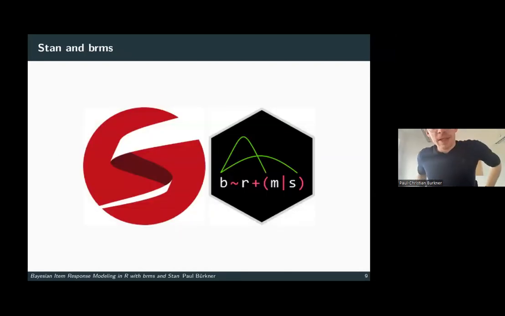Okay, so after this general introduction, I want to show you a little bit how we can apply general purpose IRT models with BRMS and STAN. For those of you who don't know, STAN is a probabilistic programming language to fit open-ended Bayesian models. Internally it uses C++, so it's really, really efficient, really fast. And the STAN modeling language is accessible through R, Python, Julia, command line, all kinds of interfaces. It has its own language, which is something between C++ and R, but very much easier to use than C++.